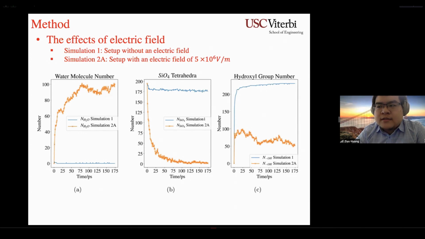Case 2A had a significant amount of water generated, and the silica was melted down, as we can see from the number of silica. For hydroxyl groups, case 1 doesn't change, which means the hydroxyl just stays on the surface and no reaction occurs at that temperature. Case 2A, however, has fewer hydroxyl groups than case 1, so that means hydroxyls combined to form water molecules. After that, we continued from simulation 2A with the fragmentation rate.